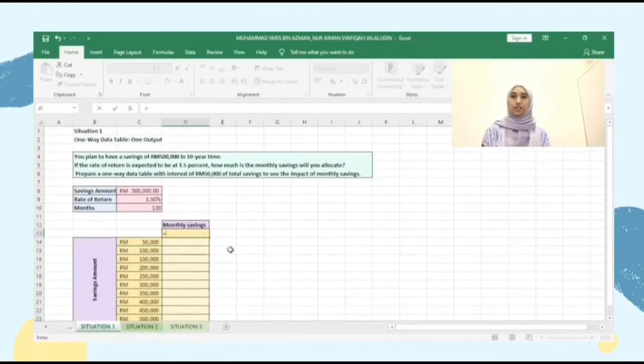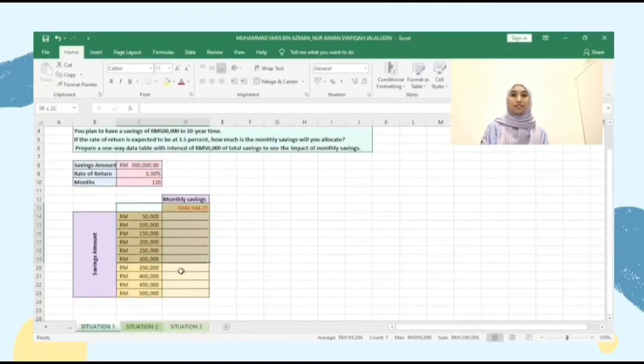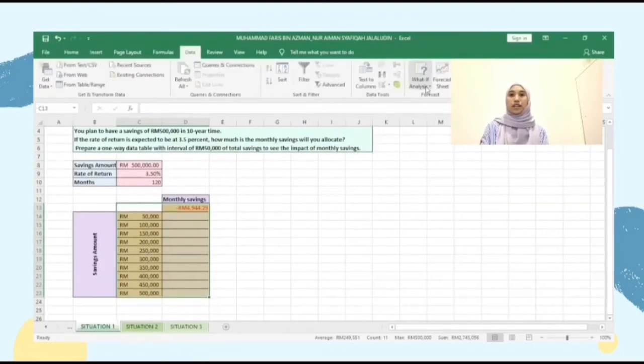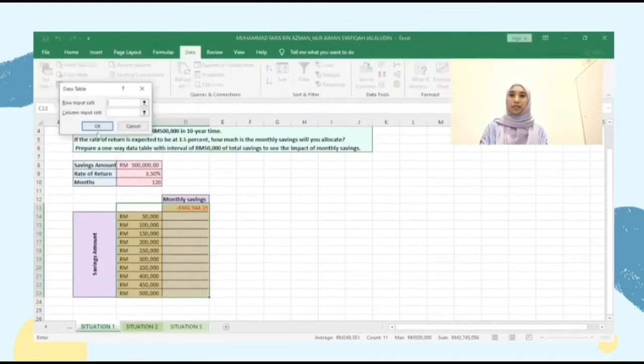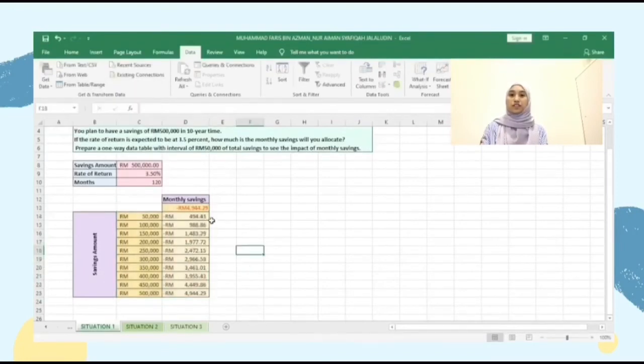D13, the formula will be equal PMT bracket, click rate of return over 12, click months, click savings and enter. Highlight from C13 until D23. Go to data, click what-if analysis and then click data table. At the column input cell, click the savings amount, which is 500,000 ringgit. Then you can see the impact of the monthly savings.